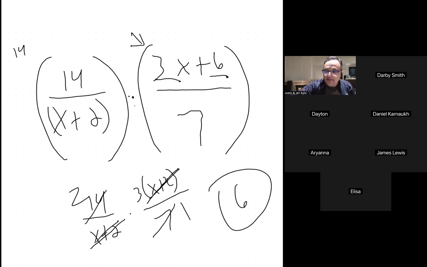Okay. Number 15, looks like everybody's got it. We're actually subtracting. So remember, when we subtract, we have to have common denominators.